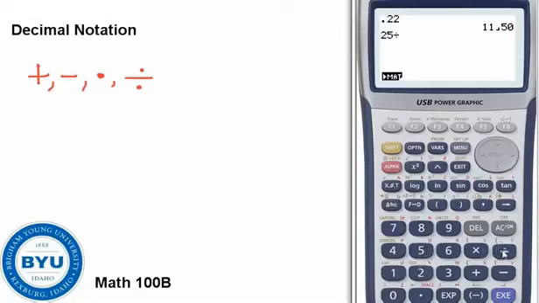For example, 25 over 100. I can do 25 over 100. That's 0.25. If I convert this fraction to a decimal, it says it's 1/4. So we can do all kinds of problems. We can do addition, subtraction.